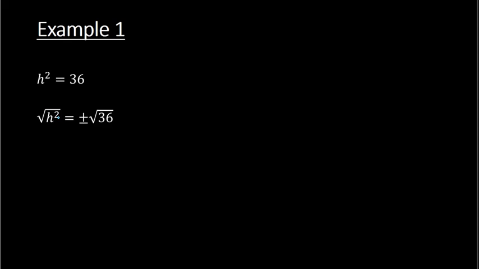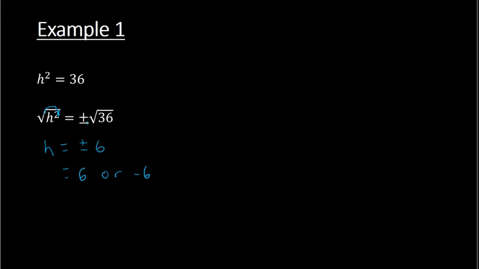When I take the square root of the left side, the square and the square root will undo each other, and I'm left with just an h over here. On the right side, I take the square root of 36. Now, the one main thing to take into account is that when you take the square root of a number, we technically could have a positive or a negative number. So the square root of 36 could be a positive 6, or it could be a negative 6. We have two answers, and we can write that quickly with this plus or minus sign. This means a positive 6 or a negative 6.